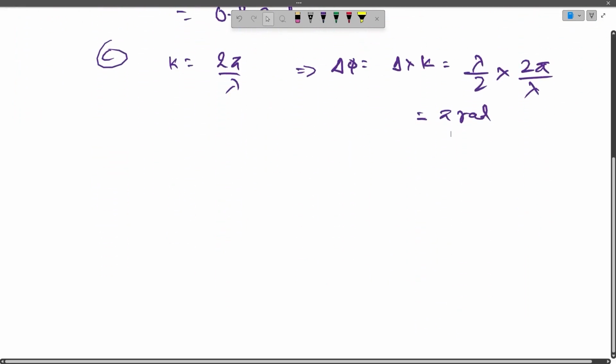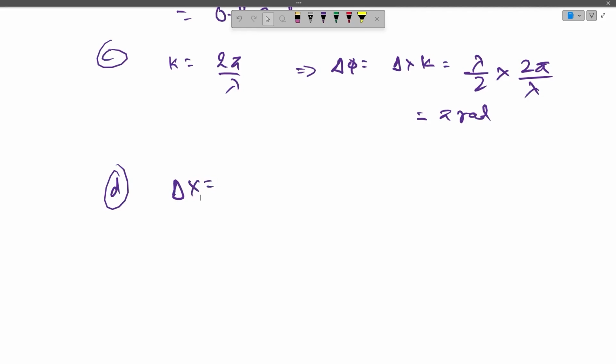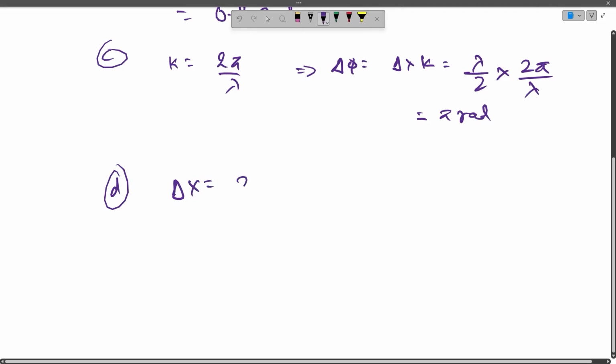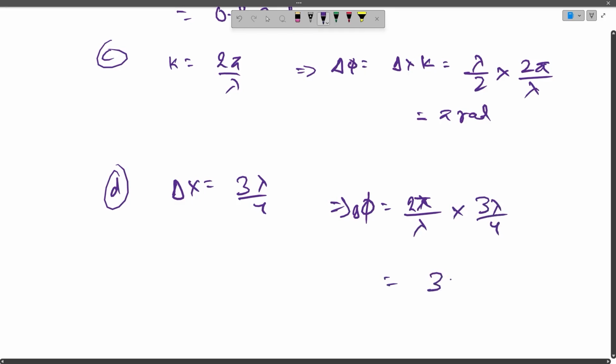Now the fourth question is D, Δx is equal to 3λ/4. Now for this calculation of Δφ, it would be equal to Δx times k. Now k is 2π/λ, multiplied by 3λ/4, so the answer would be 3π/2 radians.